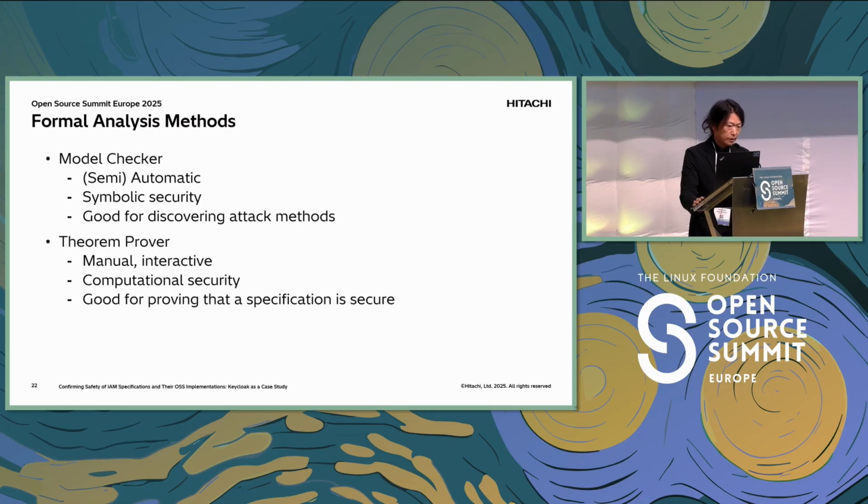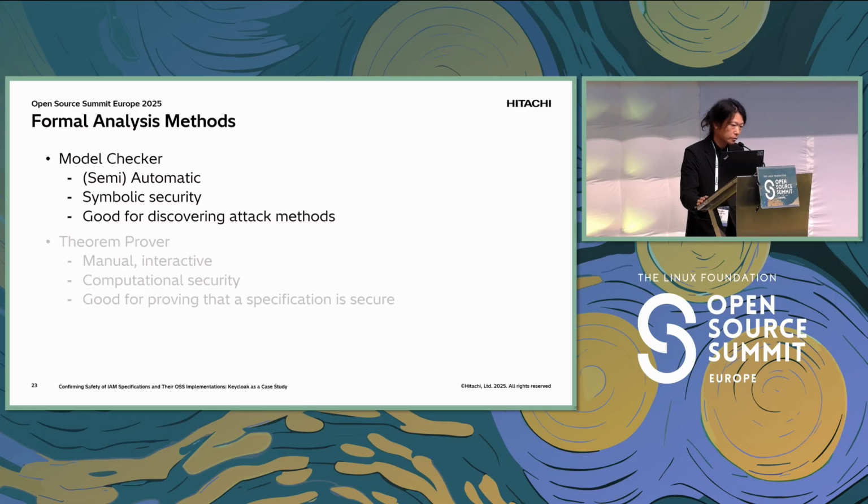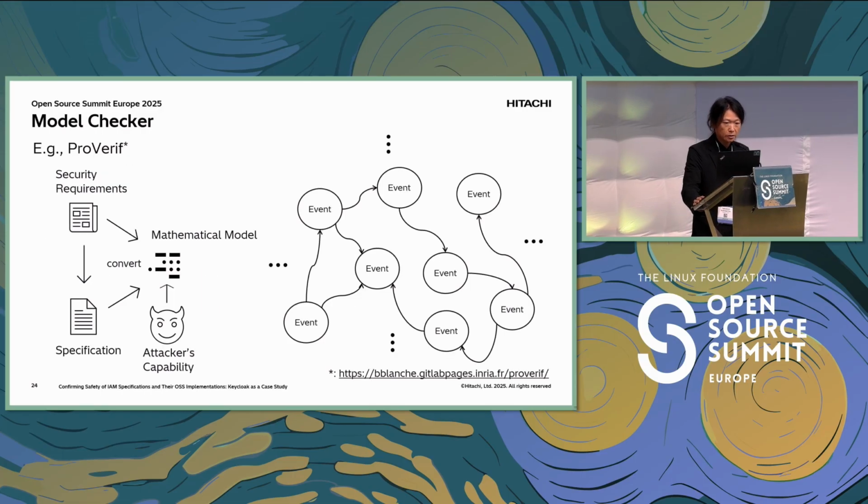In my opinion, there are two types of formal analysis method: model checker and theorem prover. Each has its own characteristics. Regarding the model checker, we can generally run it semi-automatically, and it's good for discovering an actual attack method against the system. ProVerif is one such model checker.